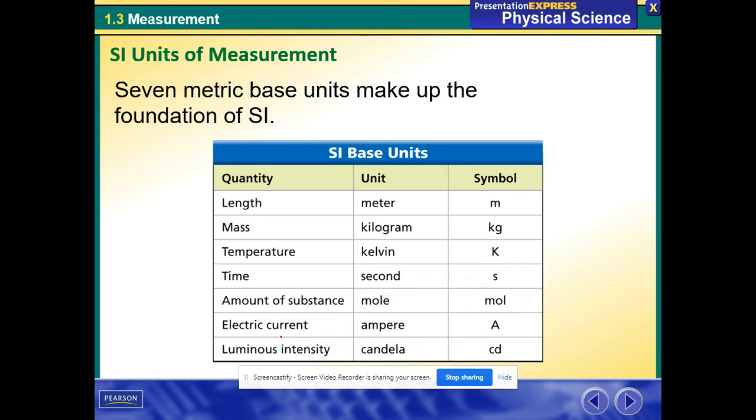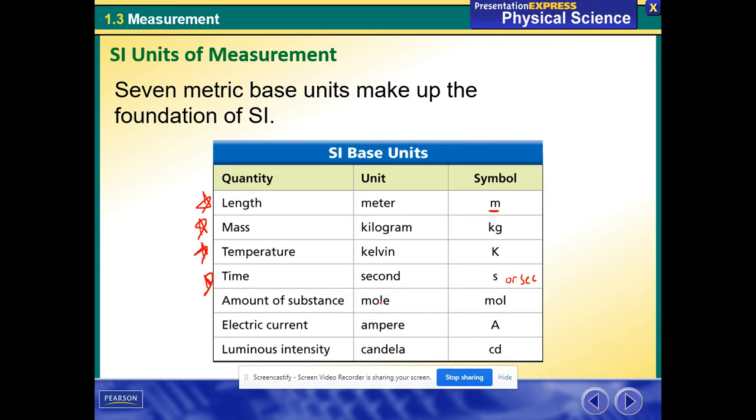So here are our 7 base units that are the foundation and what make up our SI system. The 4 that you will need to know are length, which is the meter, and its symbol is just one lowercase m. Mass is kilogram with a lowercase k and g. Temperature is in Kelvin, and this is a capital K. And then time is second, which is s, or you can say sec for second.